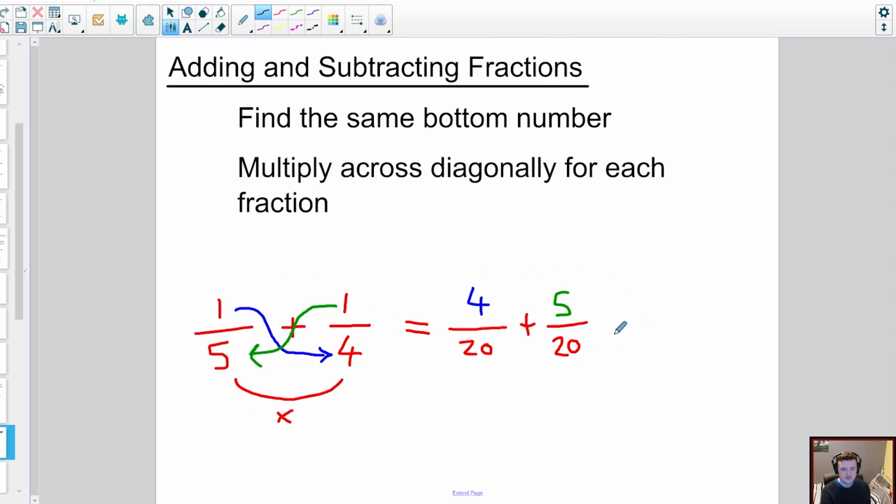So we've got 2 fractions out of 20. And then once we've got the denominators or the bottom numbers the same, all we do is add the top numbers together. So 4 add my 5 is 9. So my final answer, assuming I can't simplify it, which in this case I can't, is going to be 9 out of 20. And my final answer is 9 out of 20.